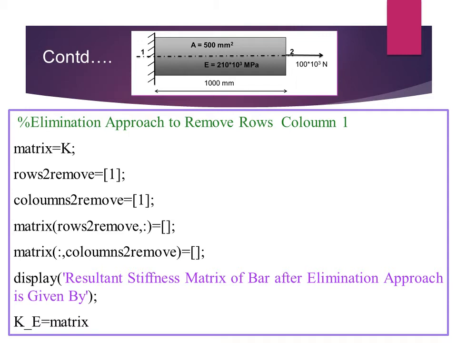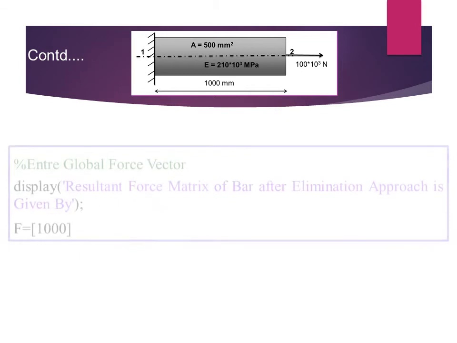Okay, so in the program, first to remove the row, the value of the rows is empty, but the remaining matrix is considered as it is. Okay, and after that, display the resultant stiffness matrix of a bar after the elimination approach, which is given by K underscore E. So I am defining the matrix after elimination by K underscore E.